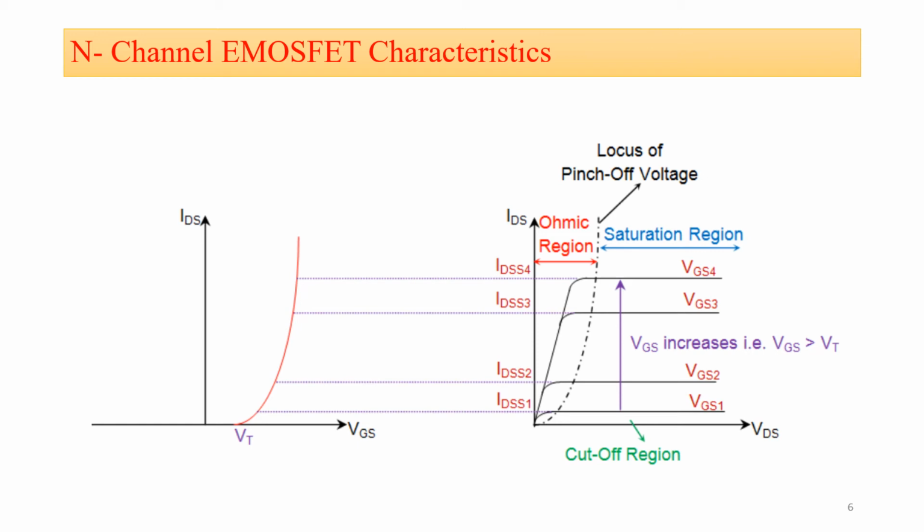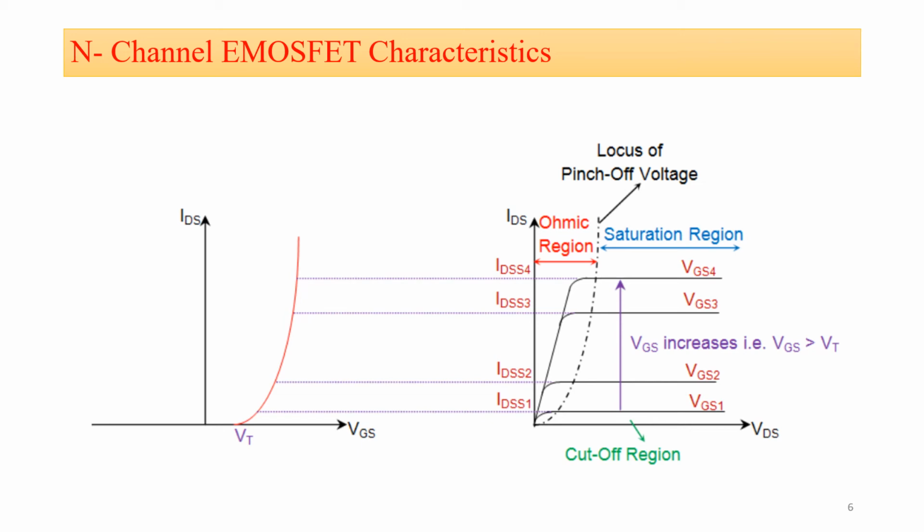Now the drain characteristics have been divided into three regions. First one is cutoff region, second one is saturation region, and third one is ohmic region or non-saturation region. Now what is cutoff region? In cutoff region, your drain current, that is ID, remains equal to 0.